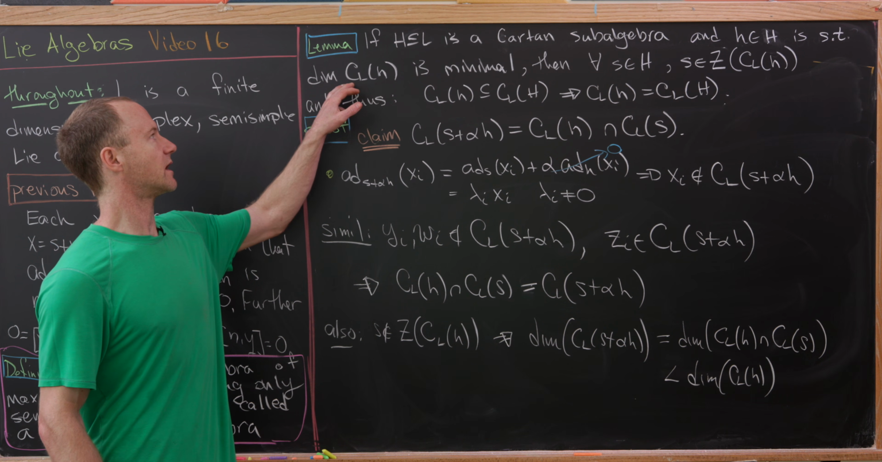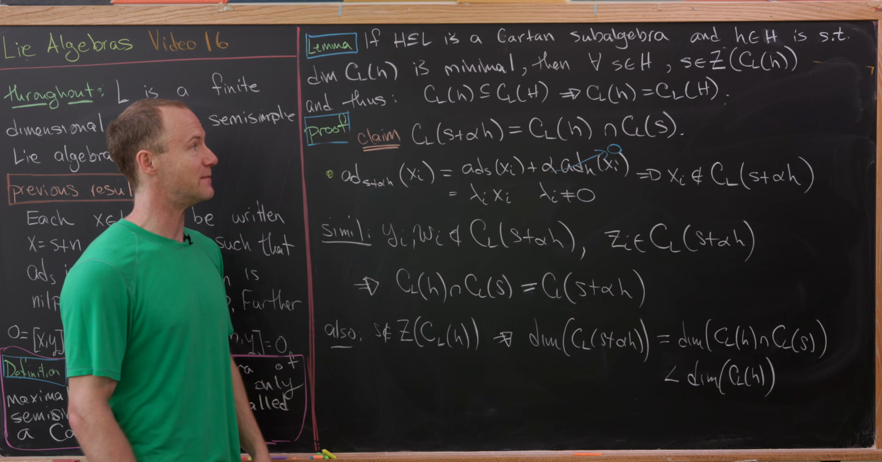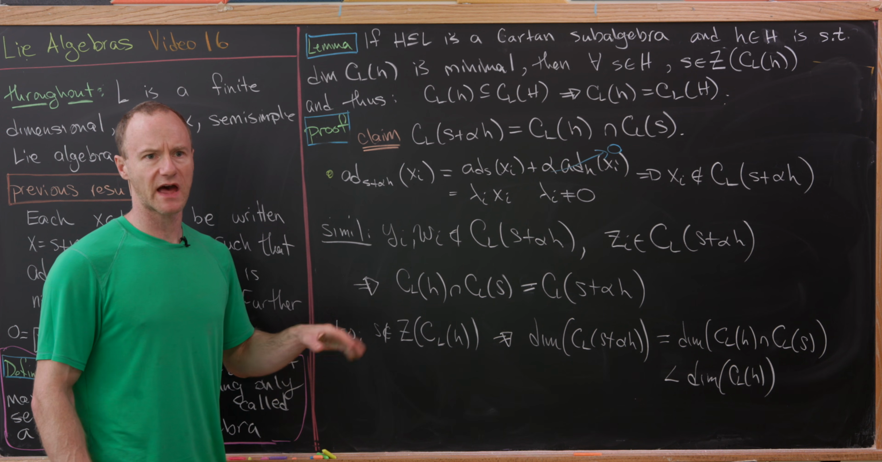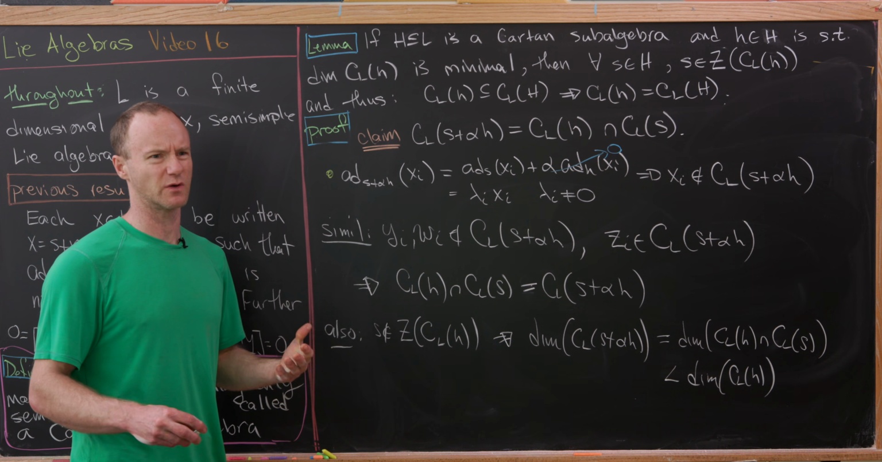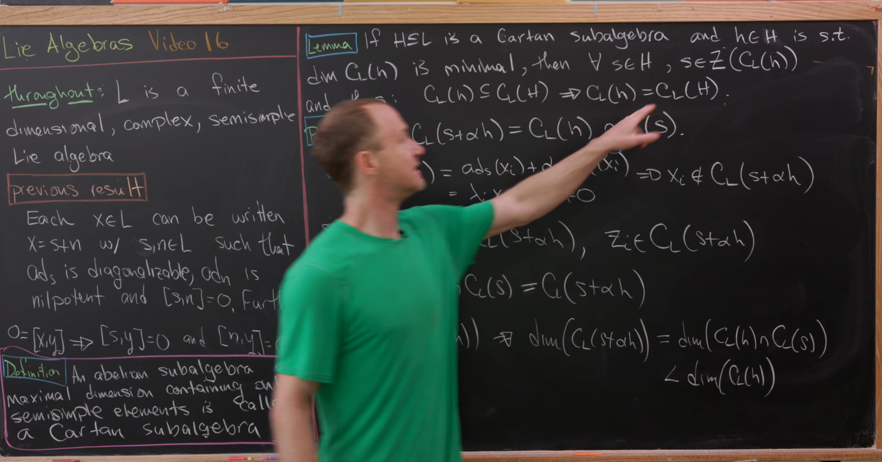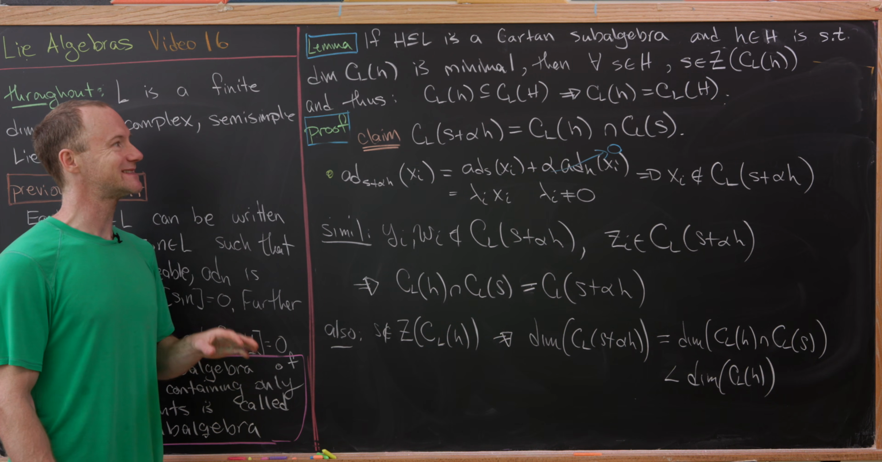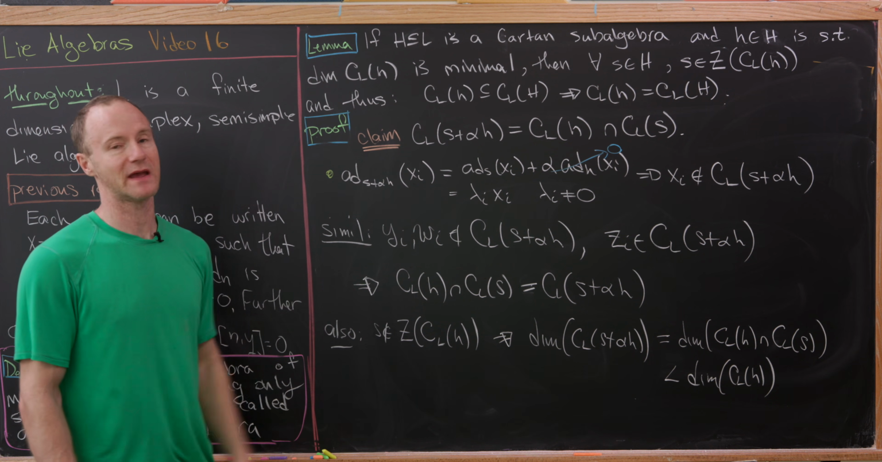But recall that H was chosen so that the dimension of the centralizer was minimal. And so that forms our contradiction, or the end of our contrapositive proof, meaning that yes, this S had to be in the center. Okay, so now let's see how this takes us to these remaining statements.